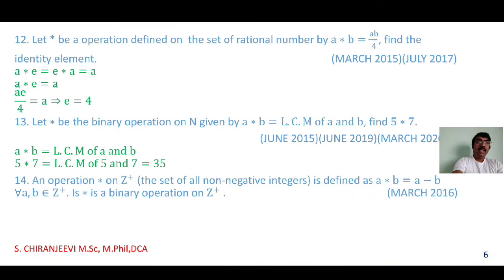14th one. Let an operation star on Z plus be defined as A star B equal to A minus B for all A, B belongs to Z plus. Is star a binary operation on Z plus? Which is asked in the year March 2016 for 1 mark. 2 star 3 is 2 minus 3, which is minus 1. Minus 1 does not belong to Z plus, which is nothing but the set of all non-negative integers. Therefore, star is not a binary operation on Z plus.